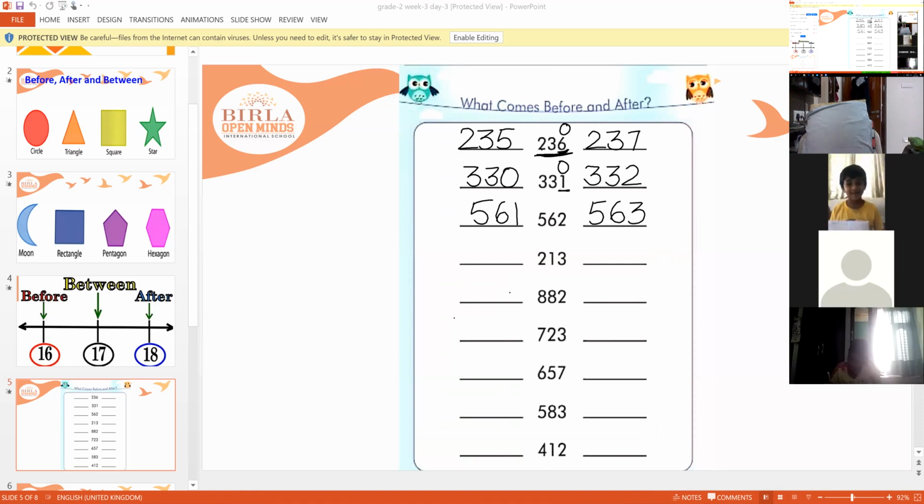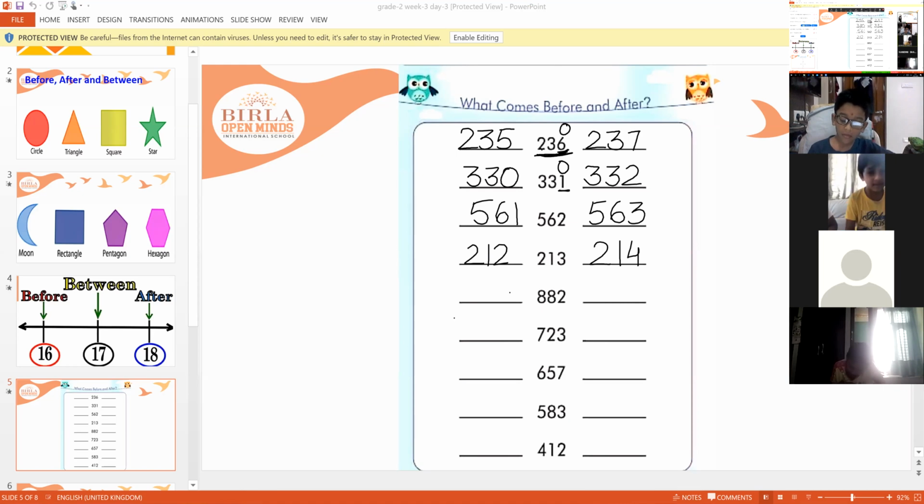Ashrit Rao, you tell me the answer for the fourth bit quickly. Which number comes before 213 and which number comes after 213, Ashrit? Quickly tell me. 212. 212 comes before 213. Very good. And what comes after 213? 214. Very good, Ashrit. 214. Very good.